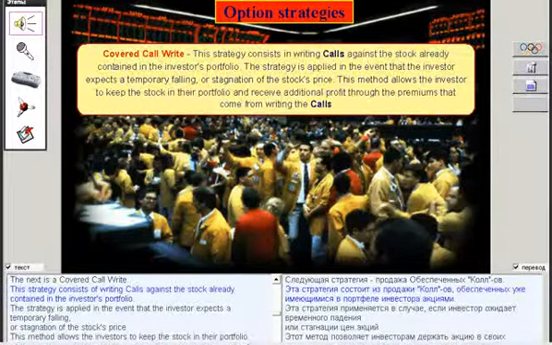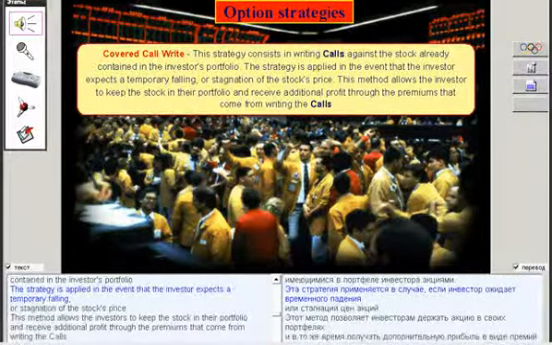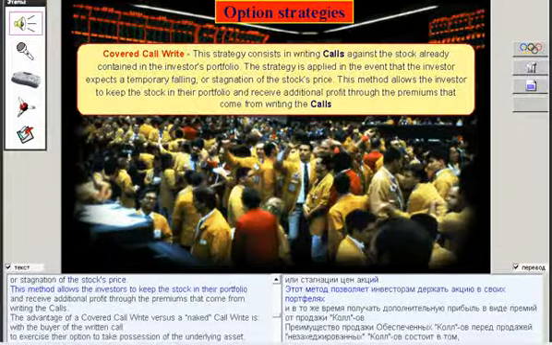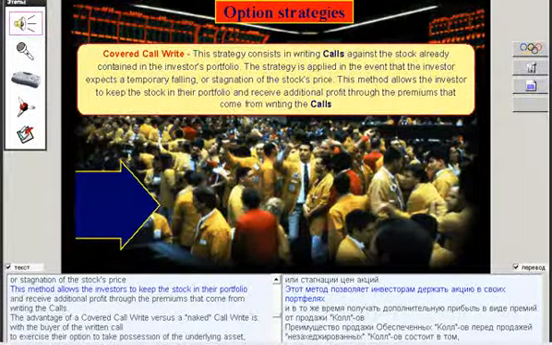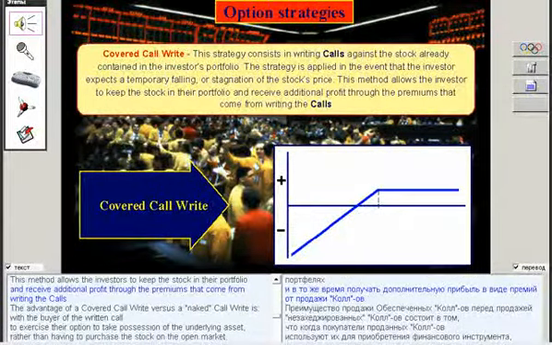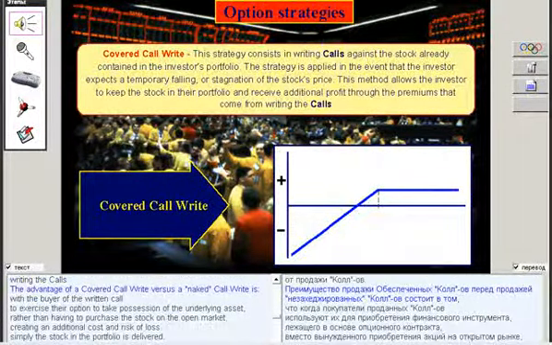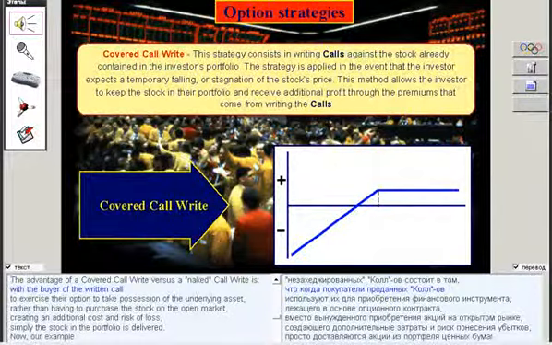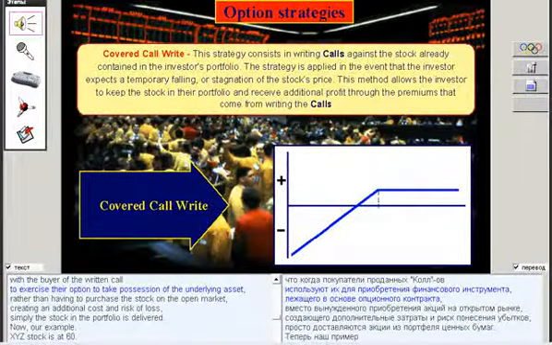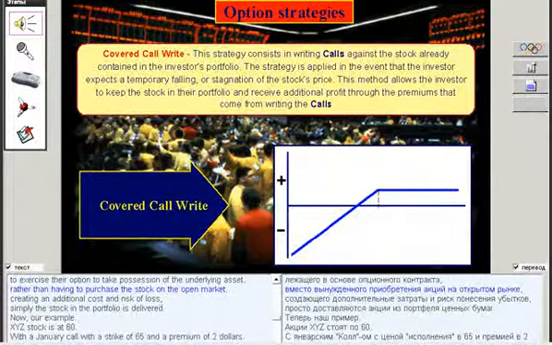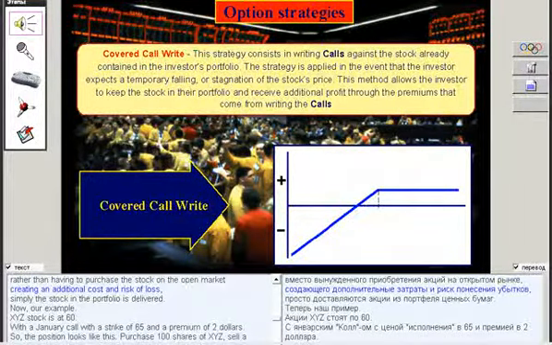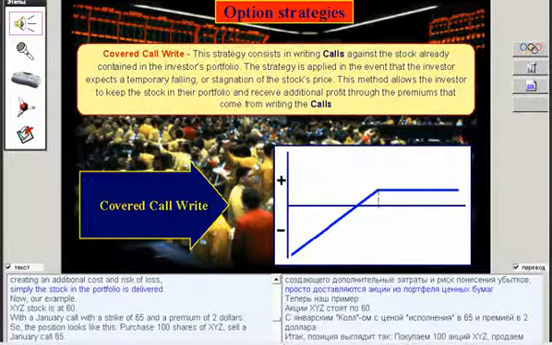The next is a covered call write. This strategy consists in writing calls against a stock already contained in the investor's portfolio. The strategy is applied in the event that the investor expects a temporary falling or stagnation of the stock's price. This method allows the investor to keep the stock in their portfolio and receive additional profit through the premiums that come from writing the calls. The advantage of a covered call write versus a naked call write is, were the buyer of the written call to exercise their option to take possession of the underlying asset, rather than having to purchase the stock on the open market, creating an additional cost and risk of loss, simply the stock in the portfolio is delivered.